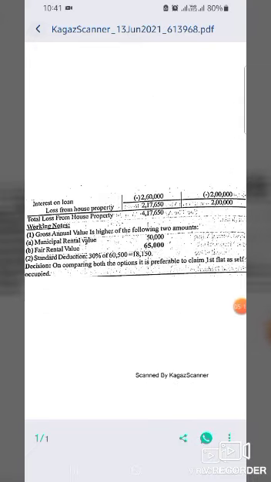Interest on loan is 2,60,000 for first house and 2 lakhs for second house. So loss from the house property, both are getting losses: 1,17,650 from first, 2 lakhs from second. So total loss is 4 lakhs 17,650.